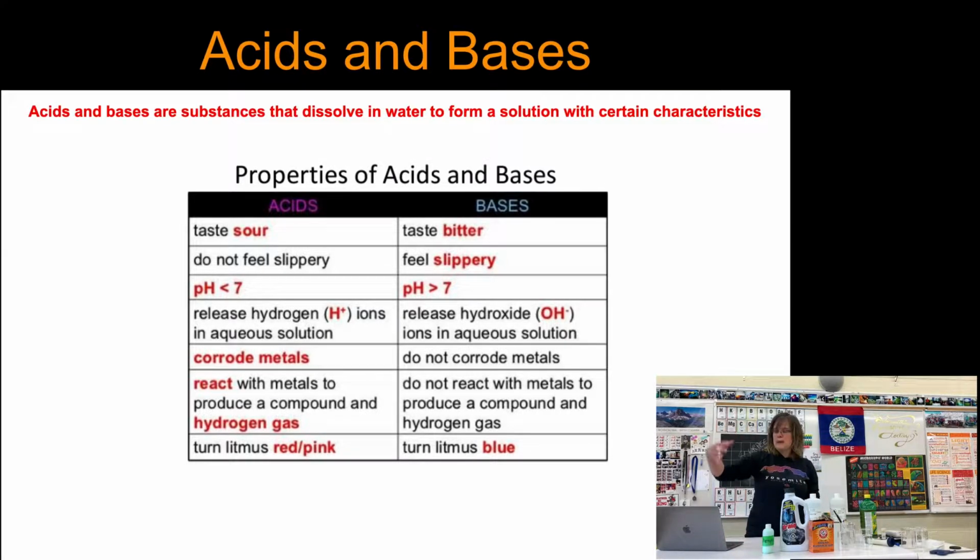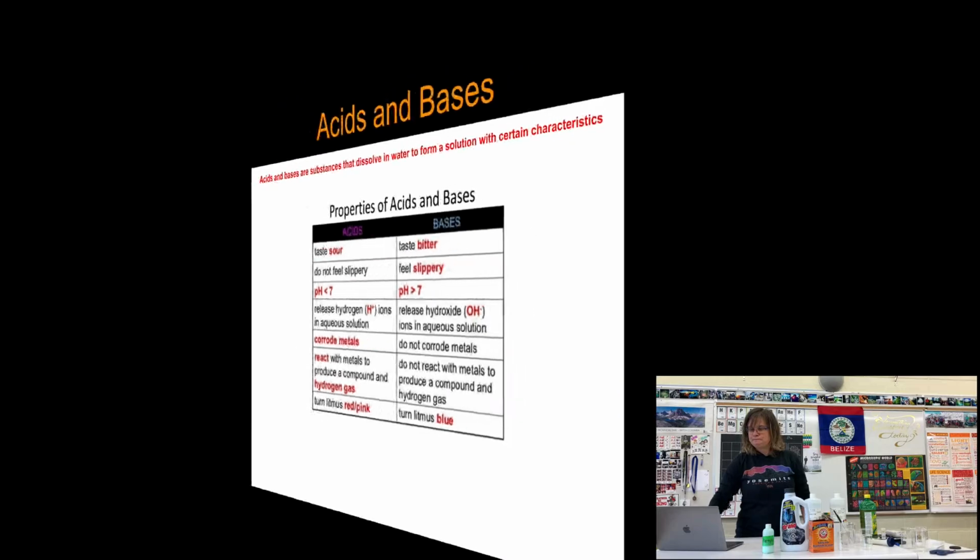When we look over to bases, we know they taste bitter and that they feel slippery. Their pH is greater than 7, so 7 to 14. They release hydroxide ions. That's extremely important, especially in grade 10. You need to understand that bases release something called OH. All right, they don't corrode metals, but they do react with other things like hair and gross stuff. And they do not react with metals to make that hydrogen gas, and they turn blue in litmus paper, okay?